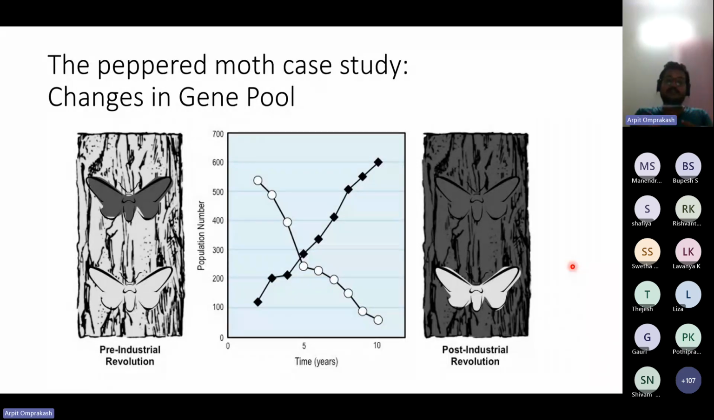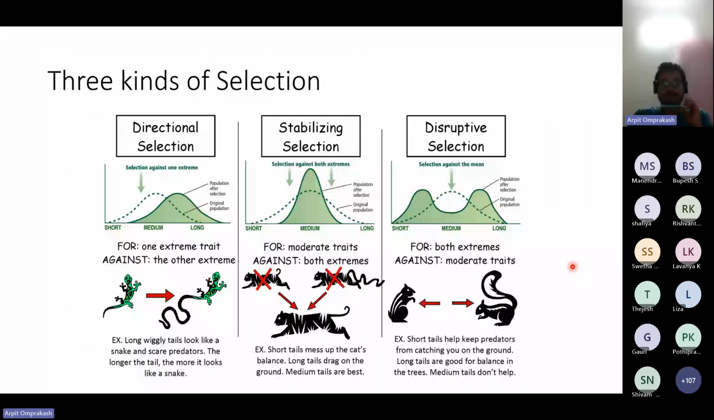Now there are 3 kinds of selections that can happen. So for example, in the first case, which is directional selection, the dotted line is the original distribution of a trait in a given population. So for example, let's say we have lizards, and this is the lizard tail length from short to medium to long. Some lizards will have shorter tails, some lizards will have longer tails, but most of them have medium length of the tail, right? So the dotted line here represents the original population.